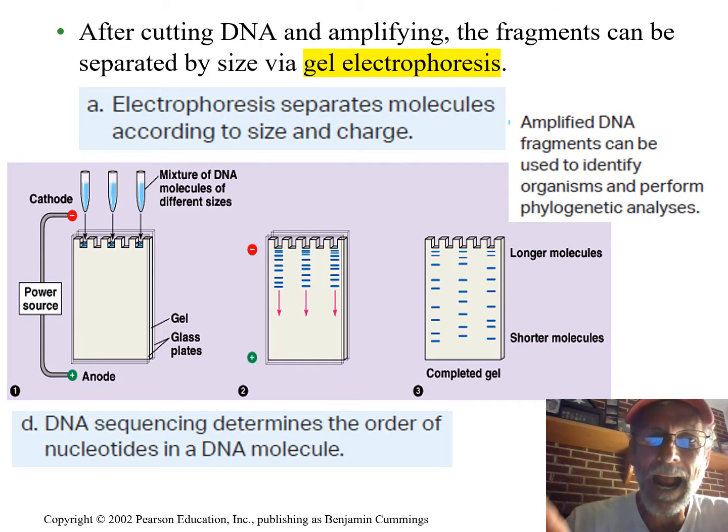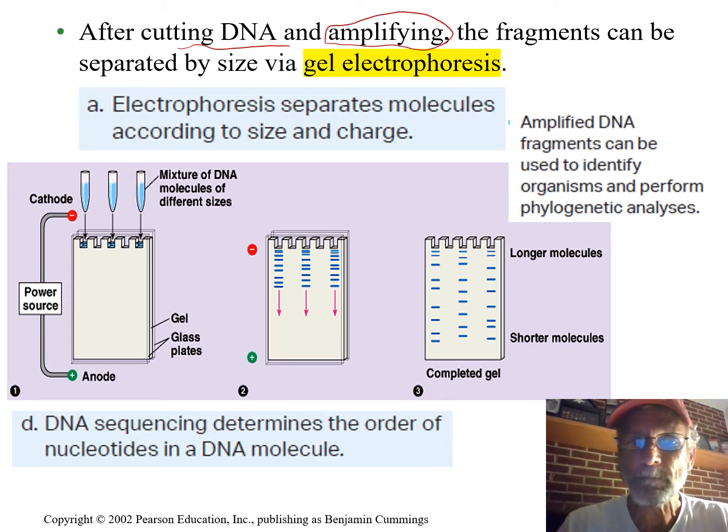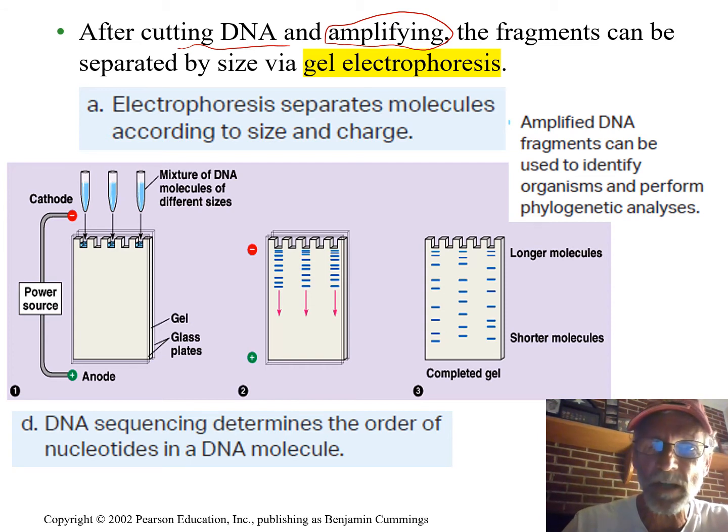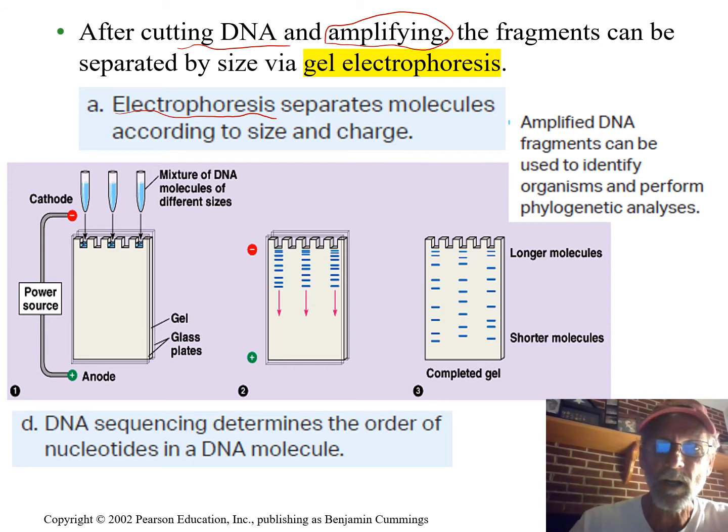So after you've cut DNA and amplified it, likely using PCR, right? The fragments now you can separate by gel electrophoresis, and this made the blue box. This is the third technique: transformation, PCR, electrophoresis. It's going to separate any kind of molecules, really, but here we're mostly talking about DNA, according to size and charge, and that's all they say. Remember, they told you you don't need to know how it's done.